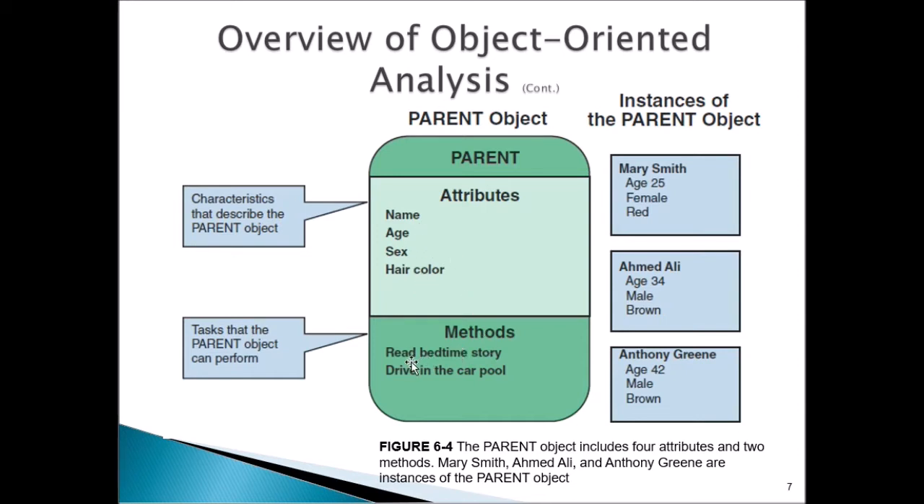And then the methods are tasks that the object can perform. In this case, the methods are read bedtime story, drive in a carpool, maybe make breakfast, change the diapers, all kinds of stuff that could be set up as methods. But it's all contained in one object. And an instance is an example of a specific object. Mary Smith is a parent, so that's an instance of the object. Ahmed Ali is also an example, and Anthony Green, another example. These all are instances that represent the parent object.